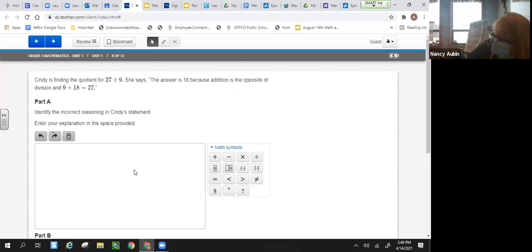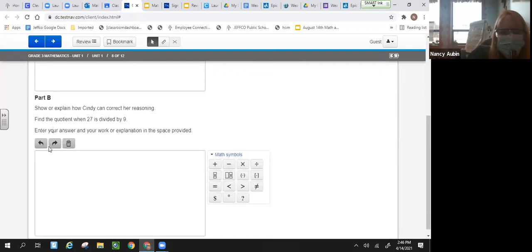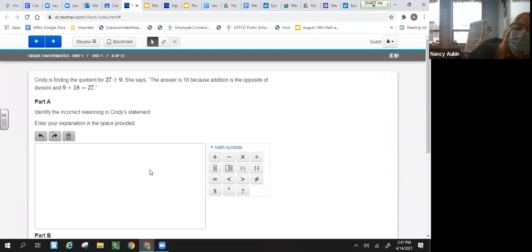This is a puzzled penguin, you guys. You do the same thing you would with a puzzled penguin. Identify the incorrect reasoning in Cindy's statement. Enter your explanation in the space provided. Then it tells you down here, just like a puzzled penguin, show or explain how Cindy can correct her reasoning. Find the quotient when 27 is divided by 9. Enter your answer and your work or explanation in the space provided. So think of this one as a puzzled penguin.